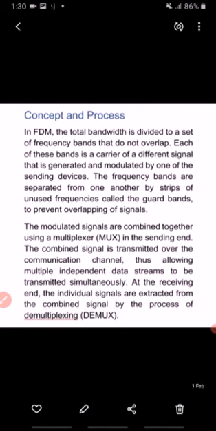That is, we have said that the total bandwidth is divided into a set of frequency bands that do not overlap. So, these strips, which are called guard bands, prevent the overlapping.